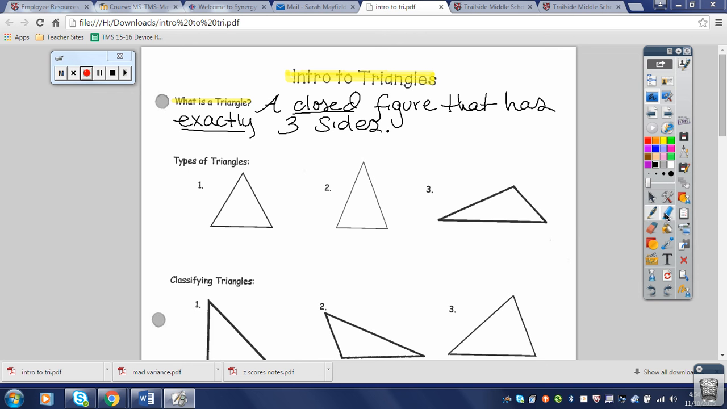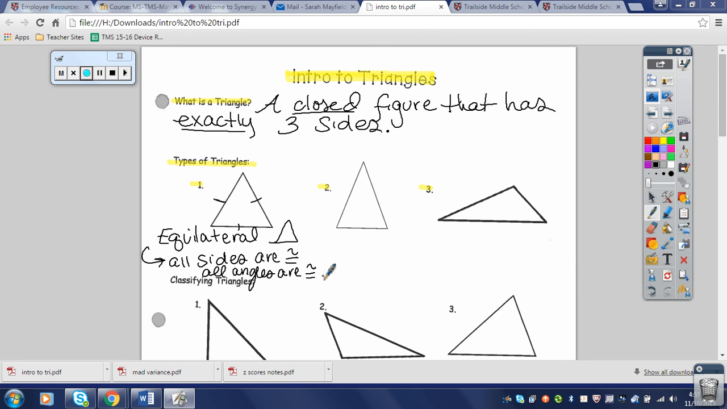We have 3 different types of triangles. Okay? First one should have tick marks right here. Tick marks mean the sides are congruent. So all 3 sides are congruent. This is called an equilateral triangle. What this means is all sides are congruent and all angles are congruent. So all the sides are congruent to each other, all the angles are also congruent to each other.